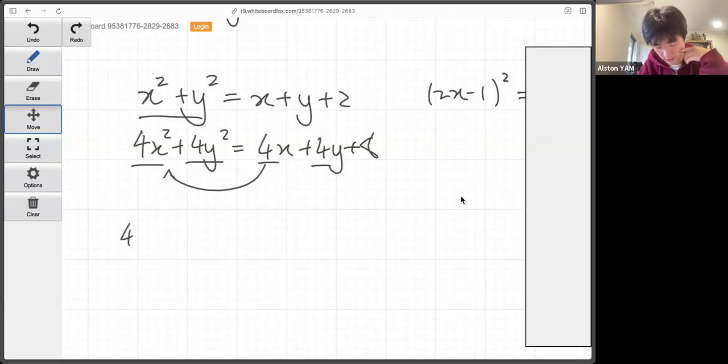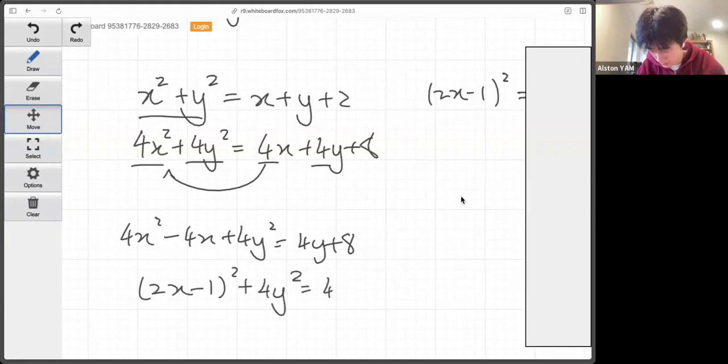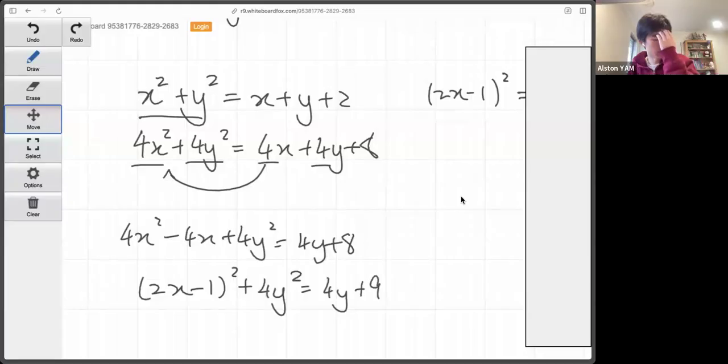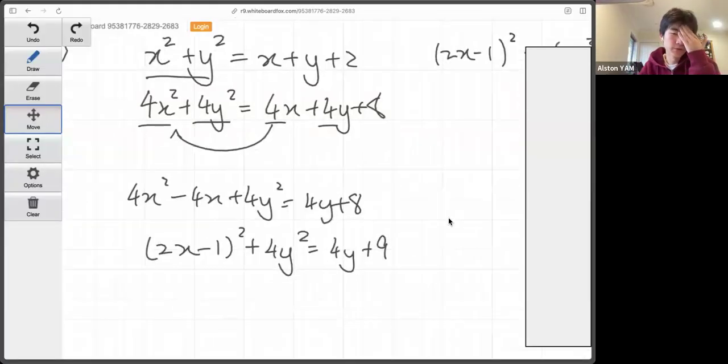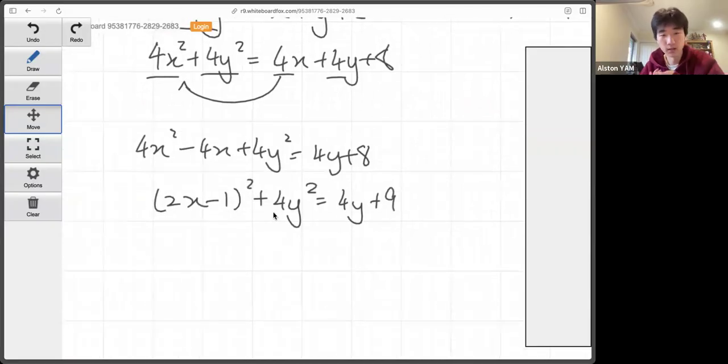So I can get 4x squared minus 4x. I'm going to keep the 4y to the right for now. And here we can add 1 to both sides, and we can factor it into (2x minus 1) squared, like so. And here now you might be thinking, if I just move the 4y over straight away, well, then I have a sum of cubes again. So that's not very good, right? I have a sum of cubes again. What am I going to do? Because it's not in the product.